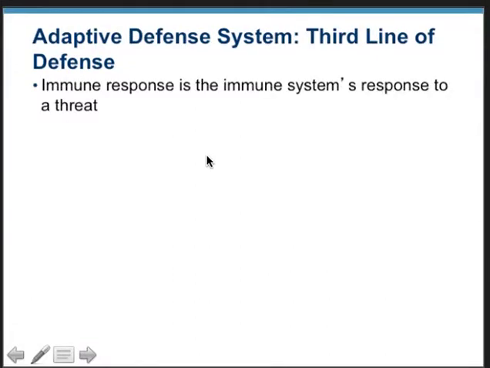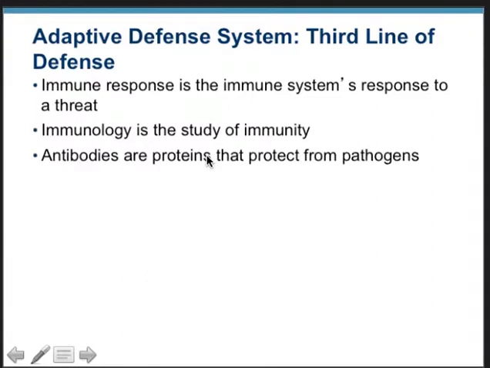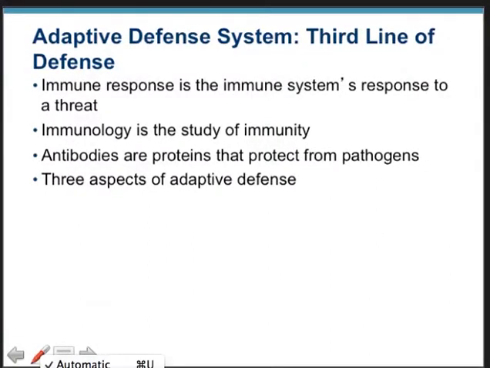The immune response is the immune system's response to a threat, and immunology is the study of immunity. One of the major tools in the immune system is the antibody, which I like to think of as a magic bullet. An antibody has essentially a Y shape to it as the basic structural unit. I can draw an example here, okay? And in every antibody there are at least two antigen binding sites. The simplest antibodies have two light chains bound to two heavy chains, and then the heavy chains and the light chains are bound to each other by disulfide bonds.